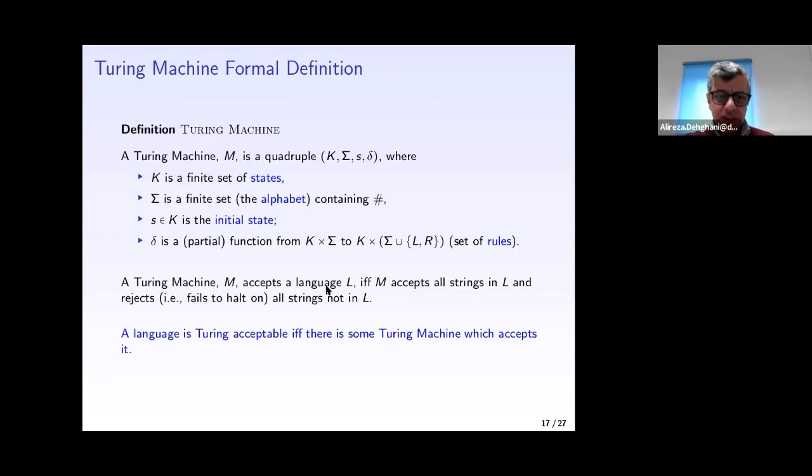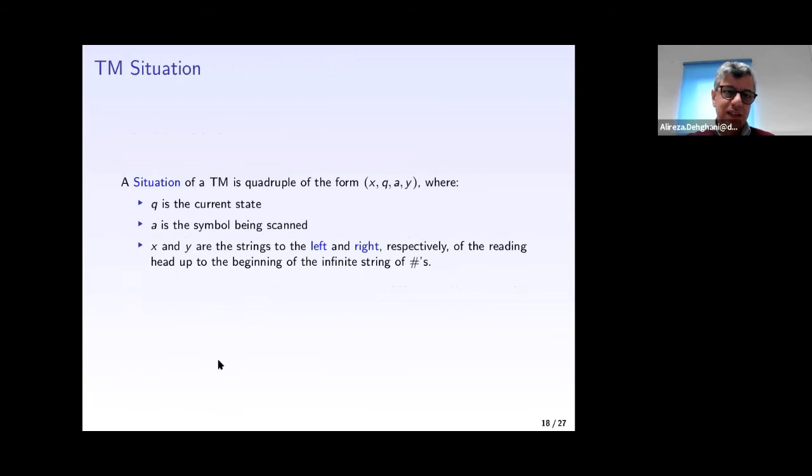The Turing machine M accepts the language L if M accepts all the strings in the language and rejects all the strings which don't belong to that language. That's the same thing we discussed in the finite automata and the push-down automata. A language is Turing acceptable if there is some Turing machine which accepts it. That's exactly the same.